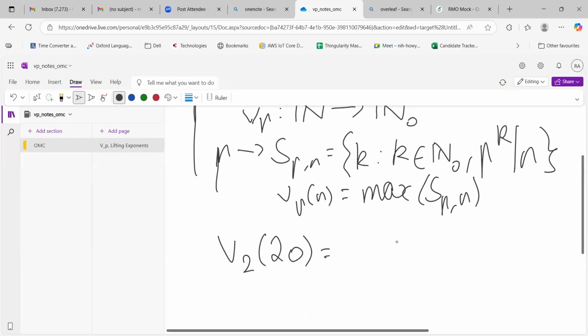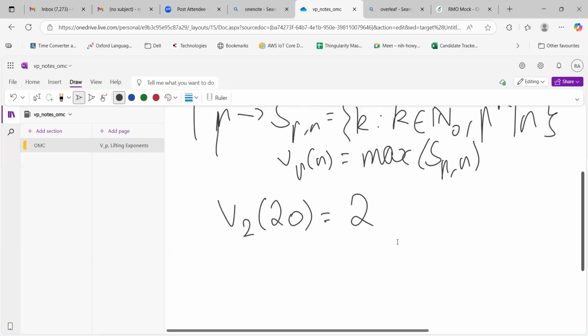Two. Yeah, exactly. V2 of 20 is 2. So now VP is already very helpful in a lot of problems where it is not very easy to formalize ideas, but the problem itself is quite easy to understand.